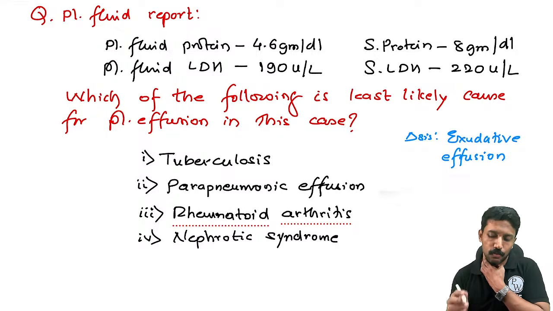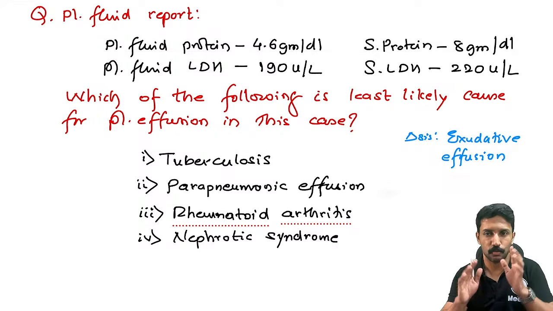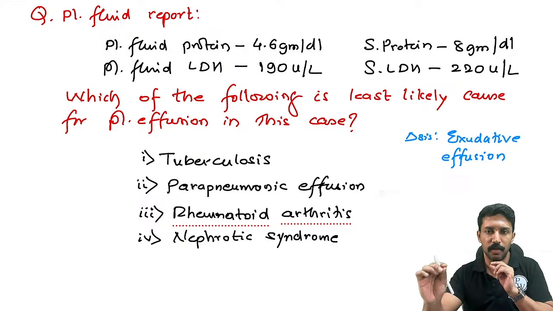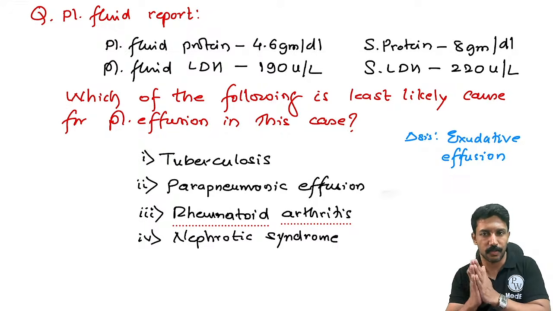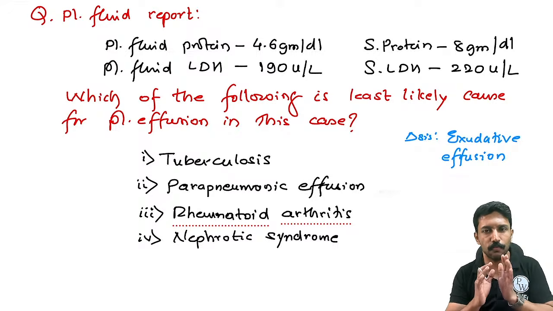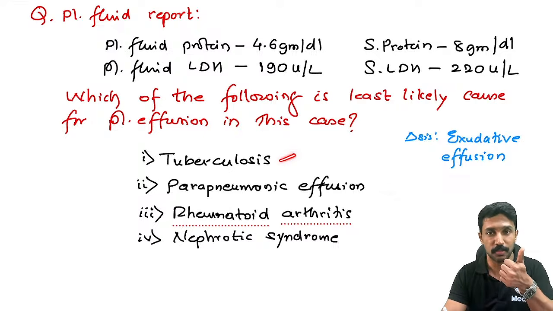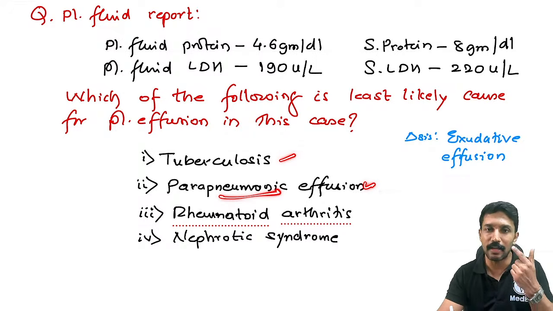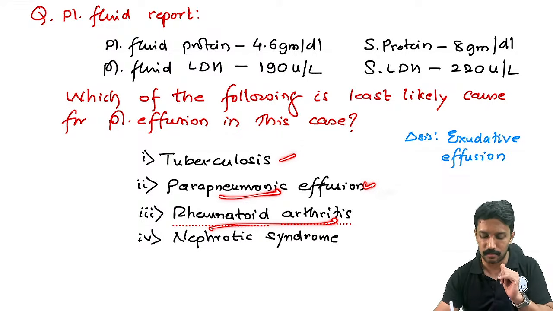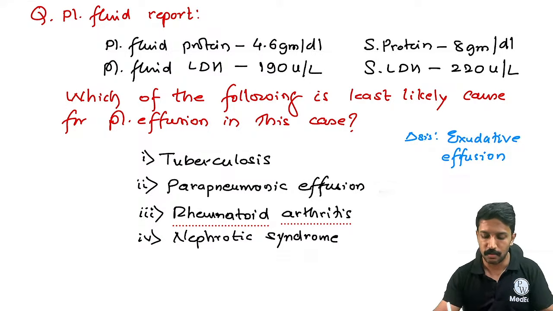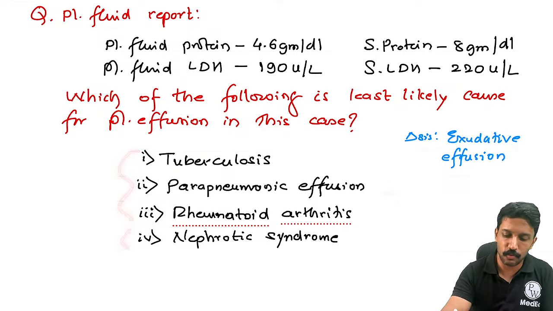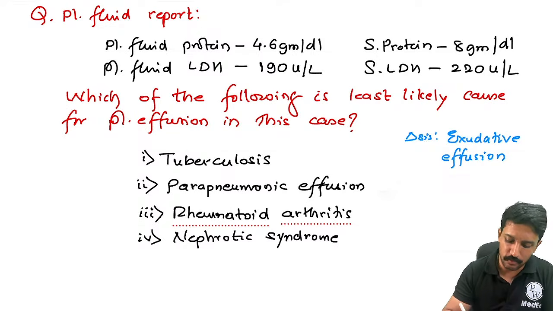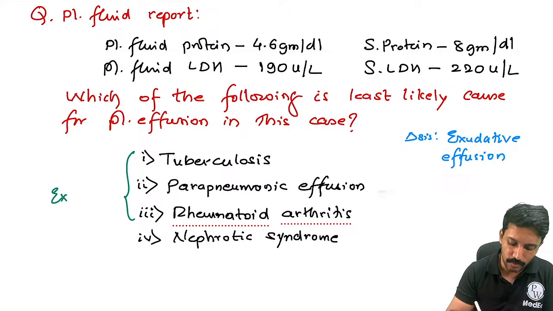exudative effusion? So in tuberculosis there is inflammation. Again remember, impairment in hydrostatic or oncotic pressure, you are thinking of transudative. Inflammation involved, you are thinking of exudative. Tuberculosis, inflammation hai. Parapneumonic pneumonia, inflammation hai. Rheumatoid arthritis, itis, inflammation is there. Nephrotic syndrome, no inflammation. So these three are going to cause exudative effusion. Nephrotic syndrome is going to cause transudative effusion. So these are all exudative.